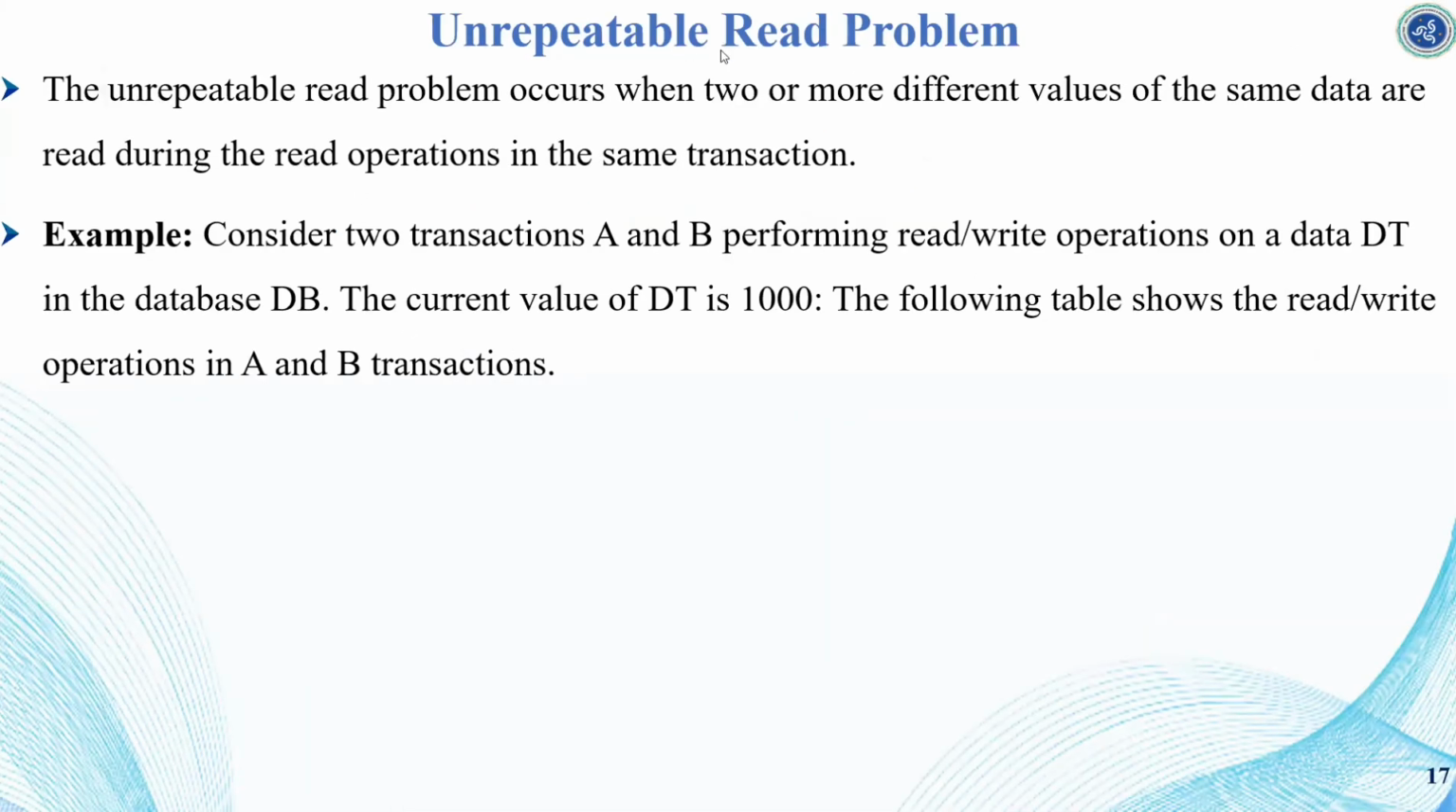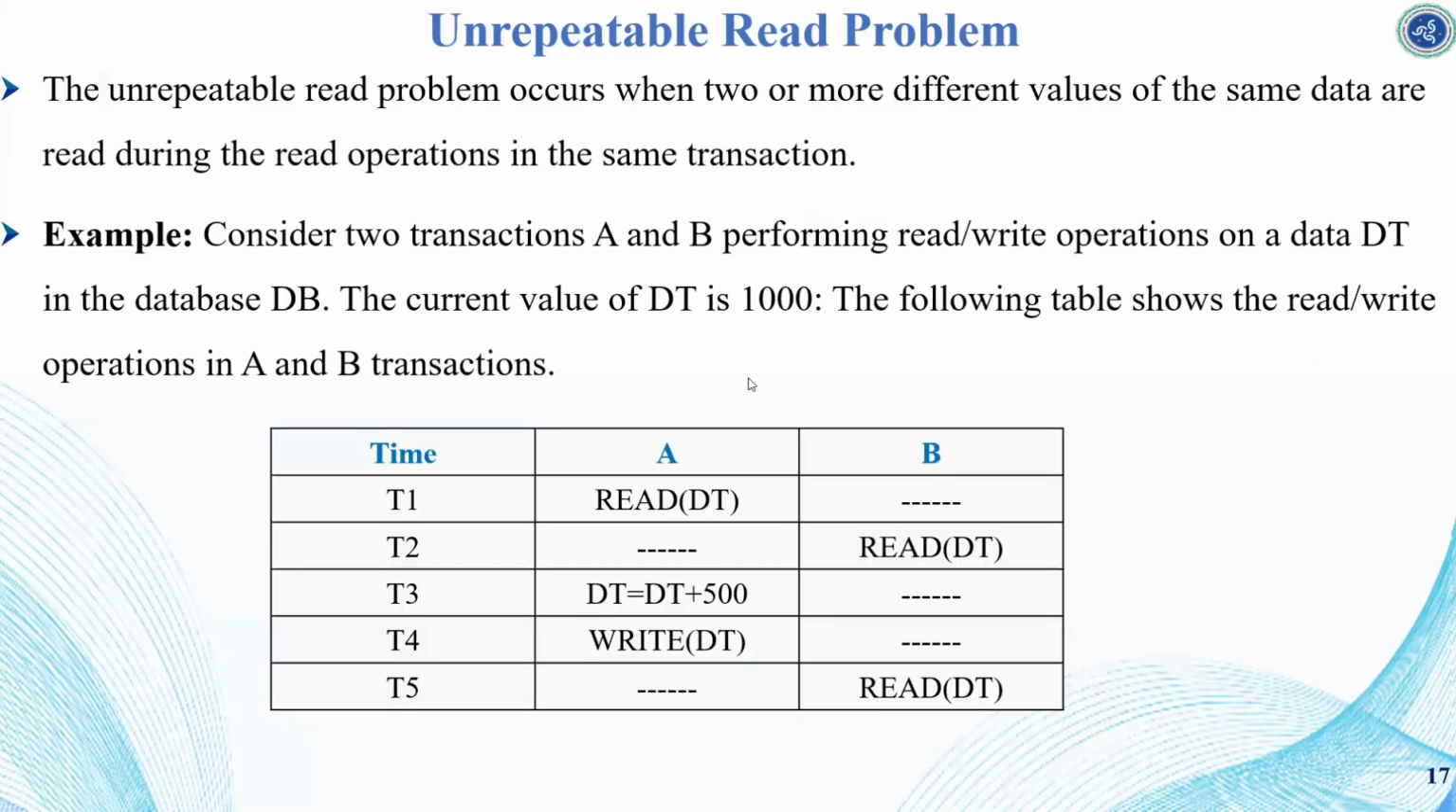Next one is the unrepeatable read problem. Here the problem occurs when two or more different values of the same data are read during the read operations in the same transaction. We can see an example. We consider two transactions A and B, and the current value of DT is 1000. രണ്ടുപേരും read ചെയ്യുന്നു. Here DT is read as 1000 rupees, and here also DT will be 1000 rupees, right? രണ്ടുപേരും DT 1000 ആയിട്ട് റീഡ് ചെയ്തു.